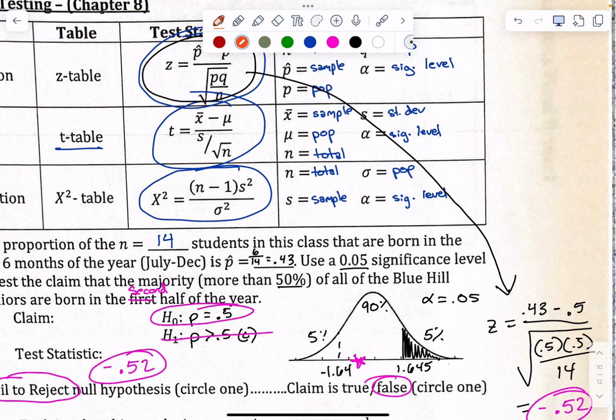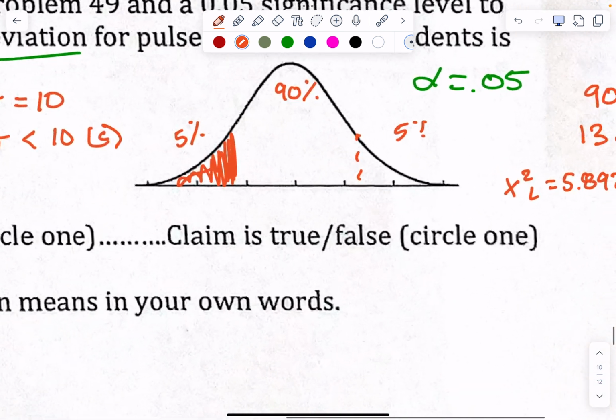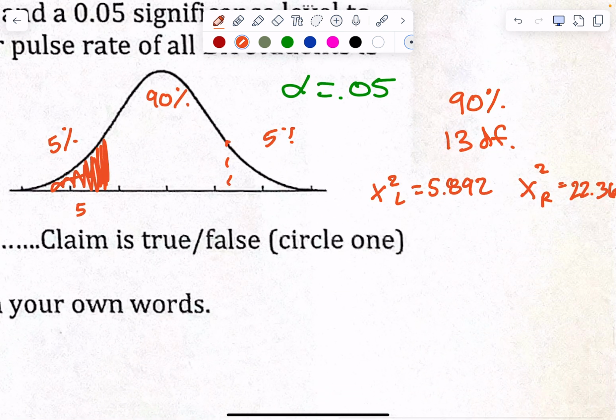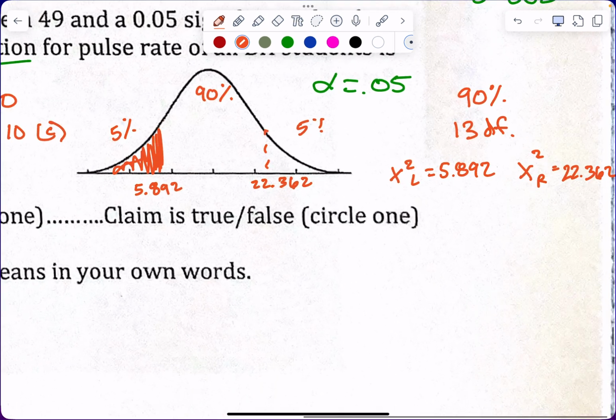So that's how we label our chart. I'm sorry, I should have put them on here. So 5.892. Technically, we don't care about the 22.362, right? That goes on our chart. All right, so we need the chi-squared.